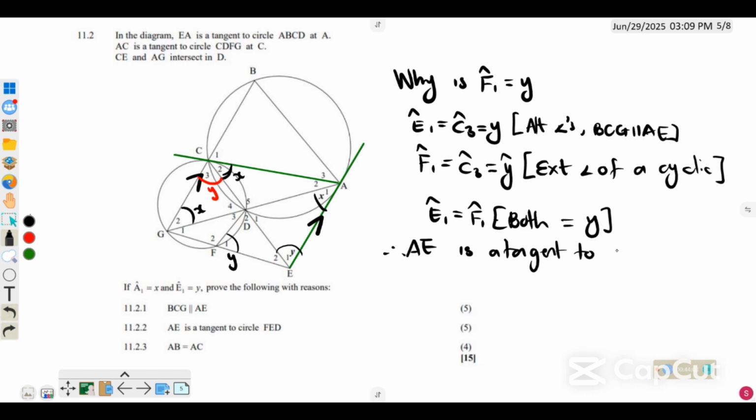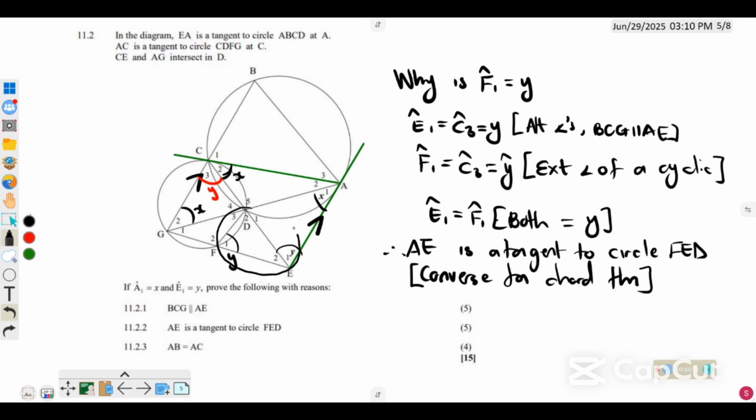Let's just write it in full. To circle FED. Why is that? Because of the converse tan chord theorem. And we are done. Now we can conclude that there's a circle there. We can even draw it so that you may use it at some point.